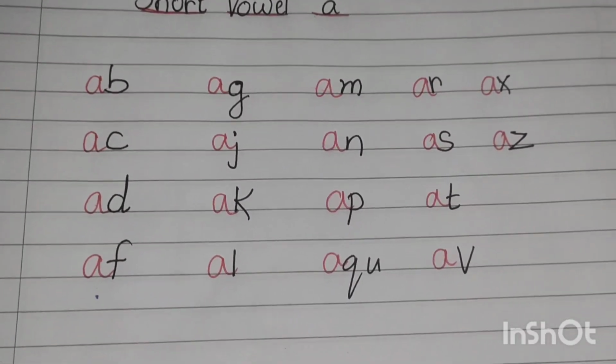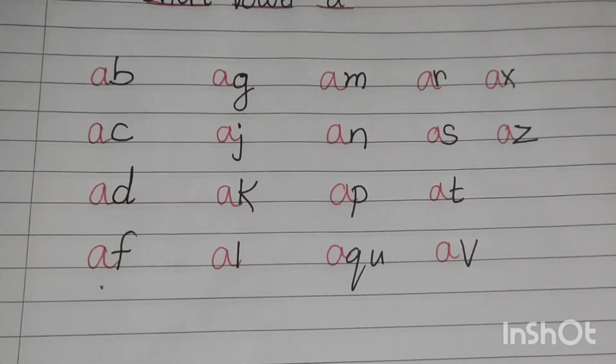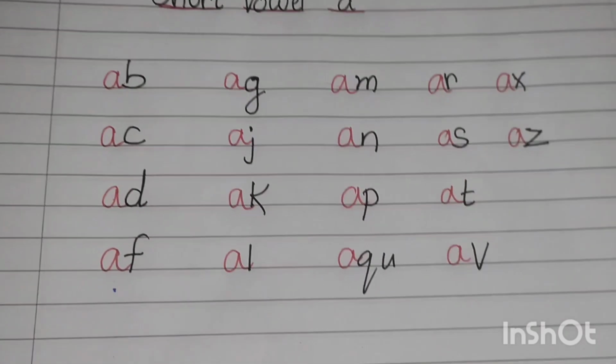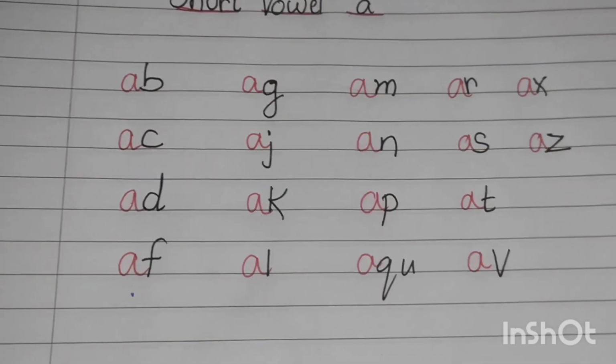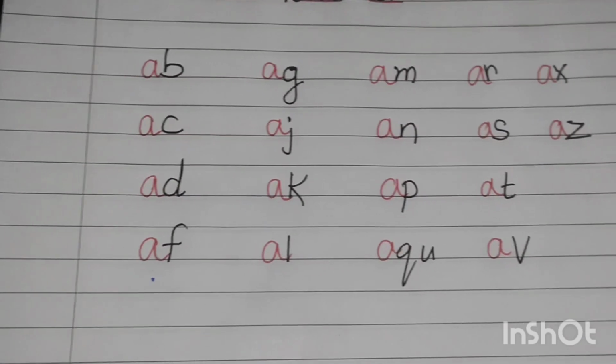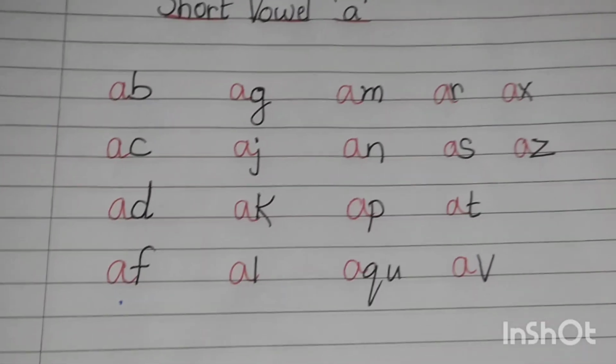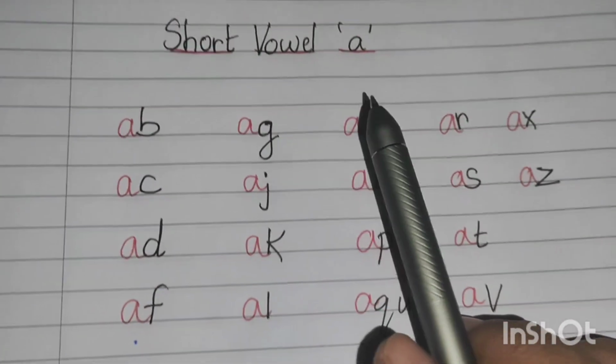Let's learn all the short vowel sounds A, E, I, O, U. This will be very useful for learning words. These short vowels come either in the beginning or at the end of a word. Come on, let's learn the short vowel A sound.